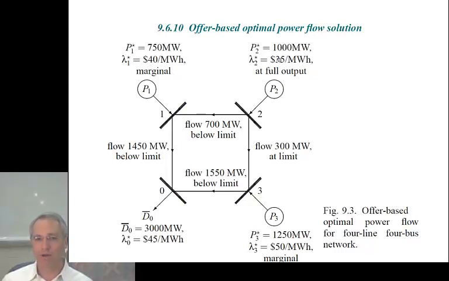Its LMP is $35 per megawatt hour, which is higher than its offer price of $20 per megawatt hour, but it's at full output. Generator 3 is at 1,250 megawatts. Its LMP is $50 per megawatt hour, which was set by its offer, and it's also marginal. The line from bus 2 to 3 is at its limit. The other lines are well below their limits, and the injections of 750, 1,000, and 1,250 provide for 3,000 megawatts of demand at bus 0. The LMP at bus 0 is $45 per megawatt hour.